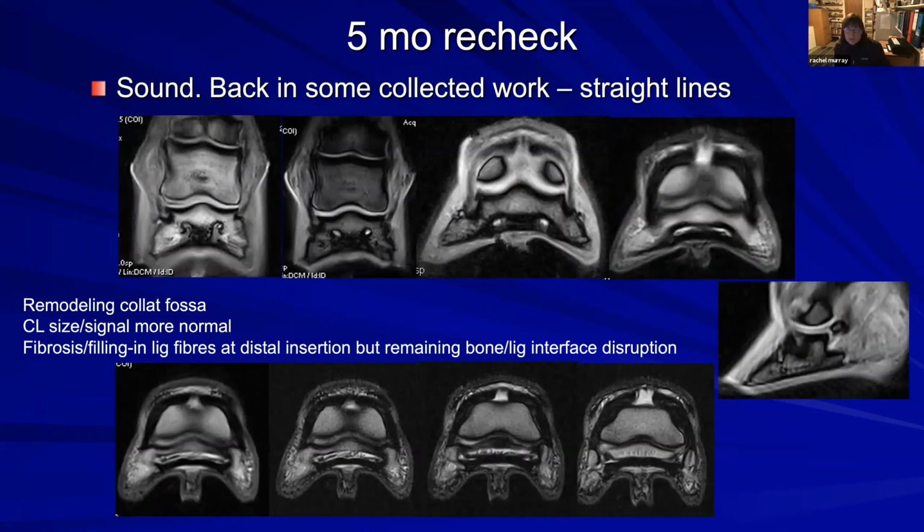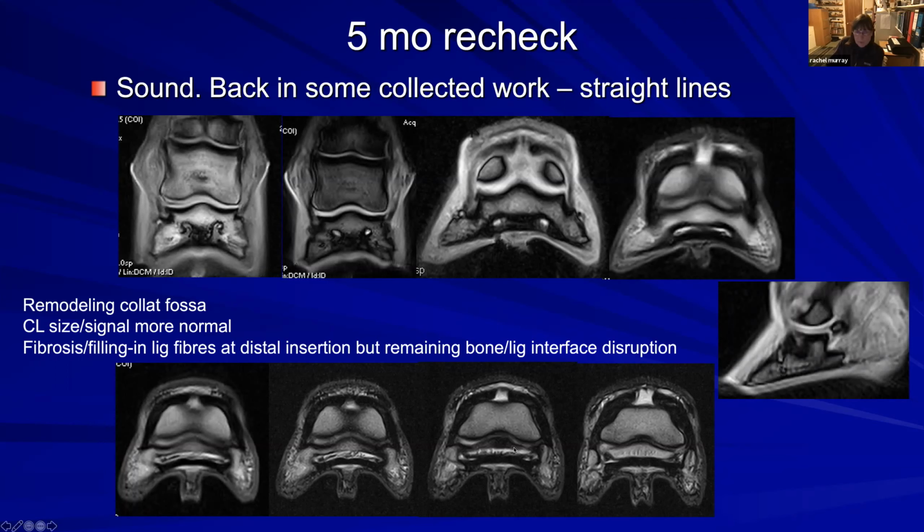At a 5-month recheck, this horse is sound. It's still on straight lines only, but it's back in doing some collected work. And we can see further filling in of this fossa and of the ligament fibers. The ligament size is more normal and the signal intensity is more normal.